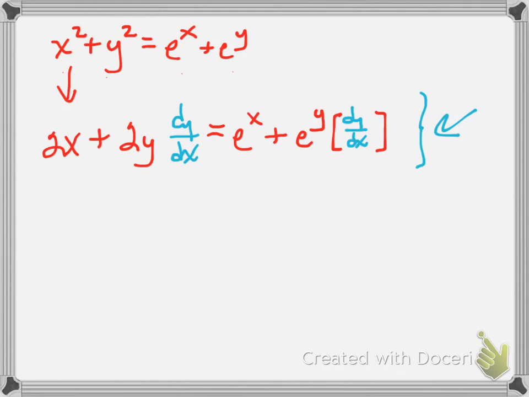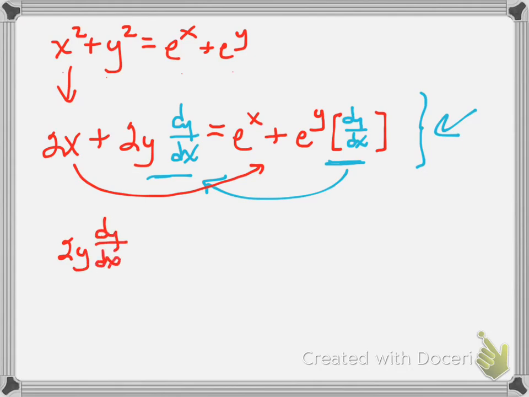So in this case, we have multiple dy/dx's. They're not on the same side of the equation, so we want to get them together. Doesn't really matter how you do it. I'm just going to move this one over to the left. And while I do that, I might as well move things that don't have a dy/dx over to the other side. So what that would look like for me would be 2y dy/dx minus e to the y dy/dx, and that would equal e to the x minus 2x.